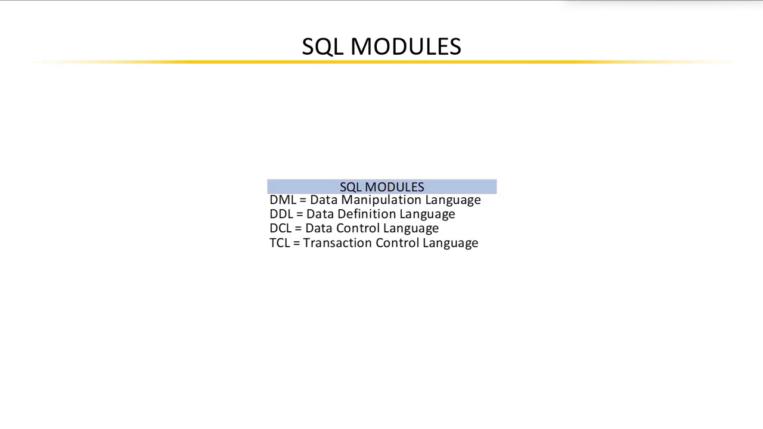We have indeed the DML, Data Manipulation Language, DDL, Data Definition Language, DCL, Data Control Language, and then we have the TCL, Transaction Control Language. The commands under these four modules are used for managing and manipulating the database structure as well as the data contained in it. Let's say, for instance, that we are the owners of a library, which represents our relational database.